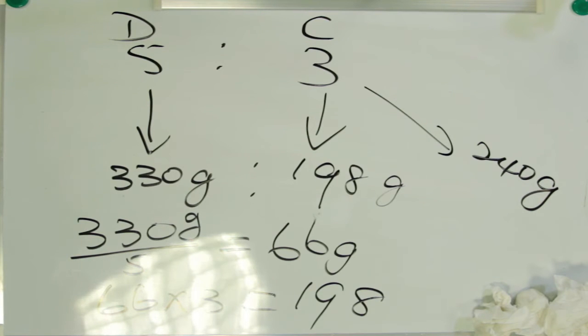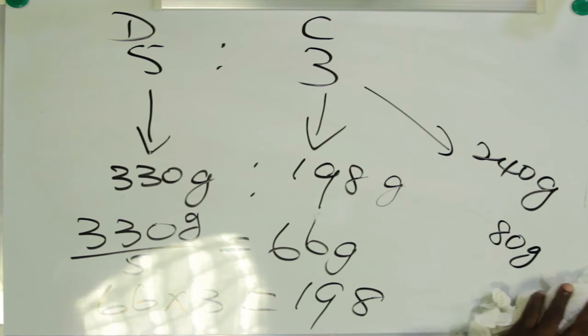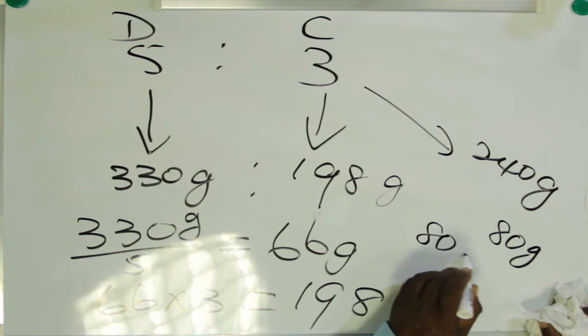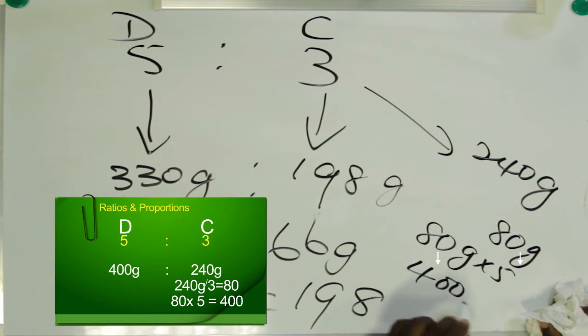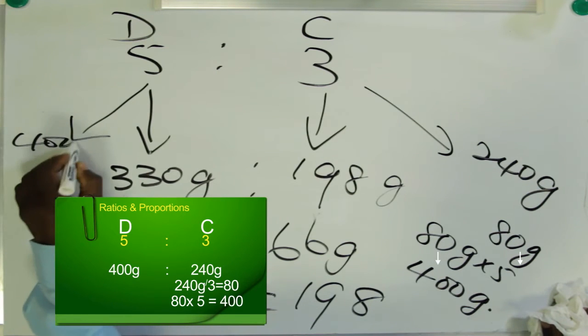Simple. You divide the 240 grams by the 3 which the cat received, and you get 80 grams. And then the dog received 5. So you multiply the 80 by 5. When you multiply that 80 by 5, you'll get 400 grams. The dog would have received 400 grams.